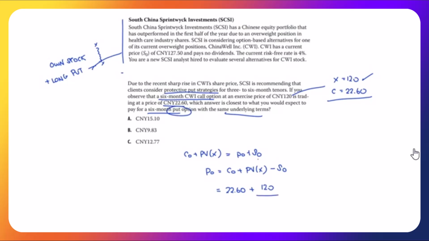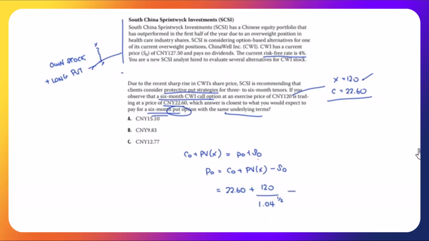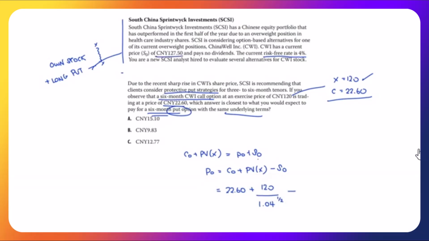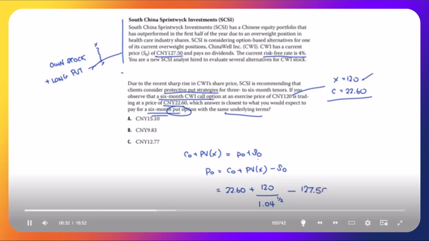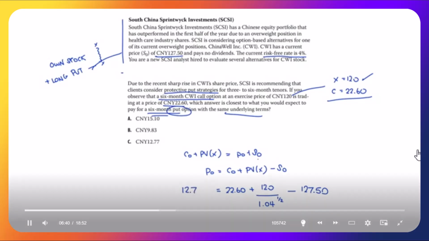PV at discount at the risk-free rate. We were just given 4%. So 1.04 to the power, it is 6 months, so half a year, 1.04 to the power half, minus S0. Do we have S0? What's it trading at? Back in the scenario, CWI has a current price of 127.50, minus 127.50. Add that up, it's going to give you an implied put price of 12.769.